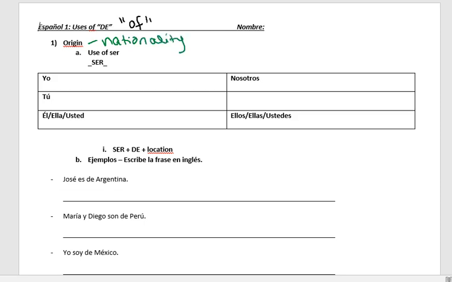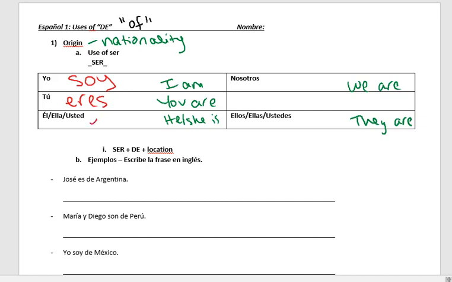So you're first going to use that verb ser. These are for the I am, you are. These are the same ones we did with our adjectives. He or she or it is, we are, and they are. So your verbo for that: the I am is soy, you are, eres, he, she, it is es, nosotros, somos, and they are, son. So how this works is you do your ser and your de and then your location.